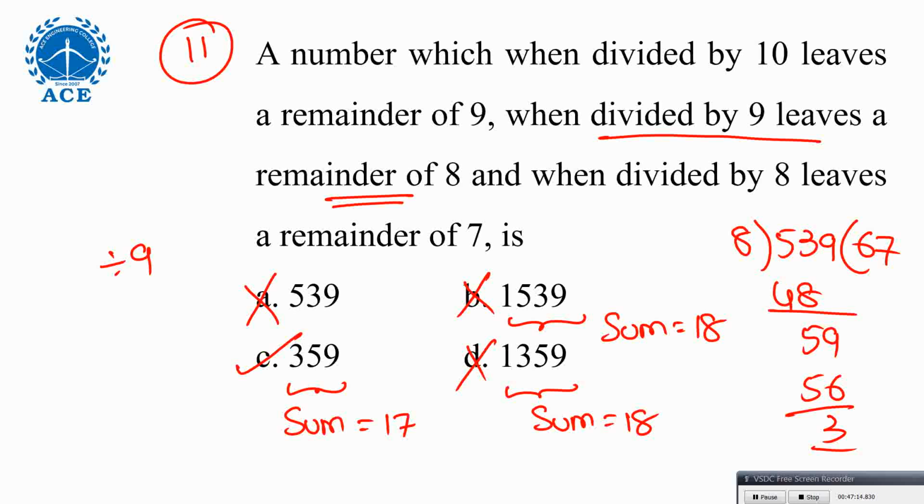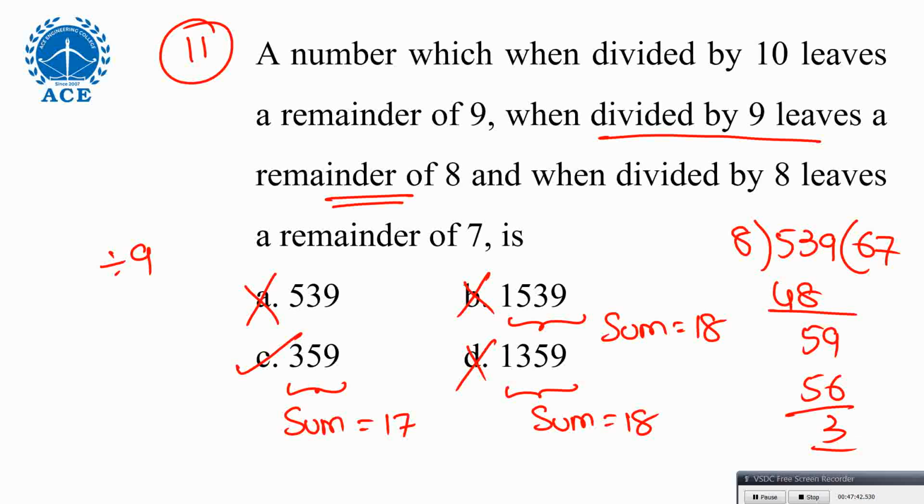In fact, instead of doing all this, 359 is 320 plus 39. 320 is divisible by 8, still 39 is there. 8 fours are 32, 7 is the remainder. You can think like that, just focus on the number clearly. 359 is 320 plus 39. 320 divided by 8, still 39 is there. 39 divided by 8, 8 fours are 32, 7 is the remainder.